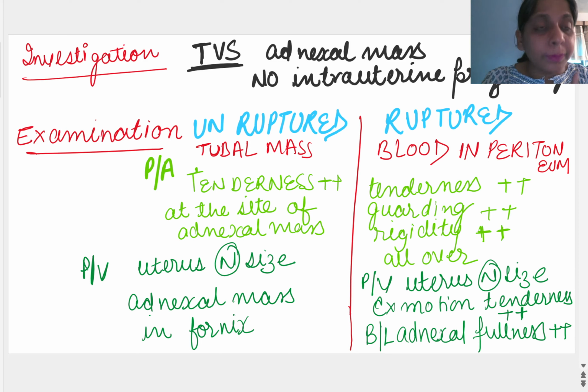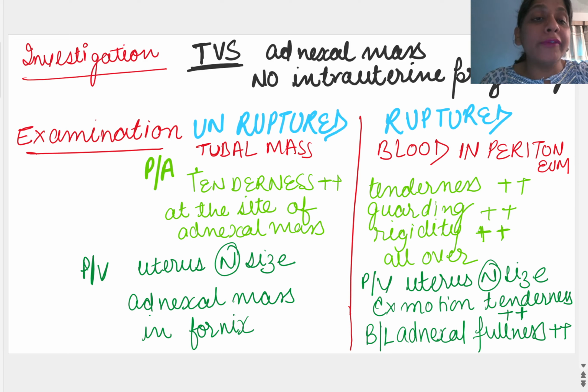On PV, uterus size will not increase because the pregnancy is not a uterine pregnancy. Pregnancy is a tubal pregnancy. So on PV, uterus will be normal size, and the adnexal mass, wherever it is, will be felt in the fornix.